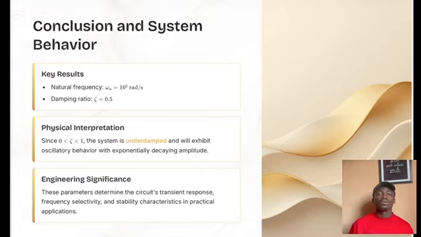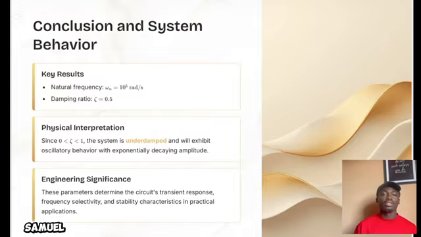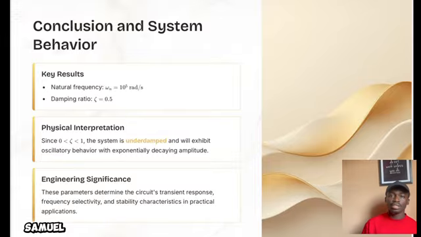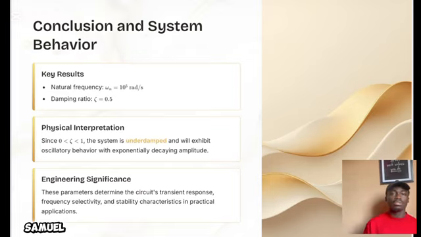So what does a damping ratio of 0.5 mean? Since it is between 0 and 1, our system is underdamped. This means the circuit will oscillate, but the amplitude will decay over time. These parameters are vital for engineering stability and frequency selection.